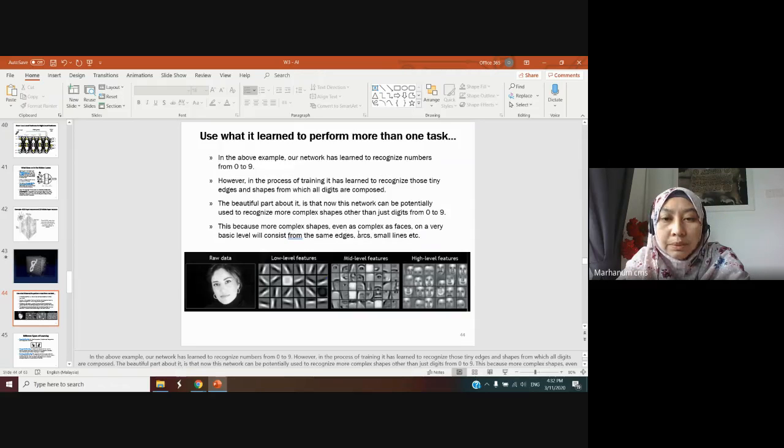More complex shapes, even as complex as faces, on a very basic level will consist of the same edges or small lines. That is why we give them 0 to 9, but they learn and generate new models, or new connectivity among them, and later on, if we ask for something other than 0 to 9, they are able to generate. Low level features are very random. Mid level features, they are able to generate like nose, eyes, mouth, ears, and high level features, they finally are able to generate human faces.